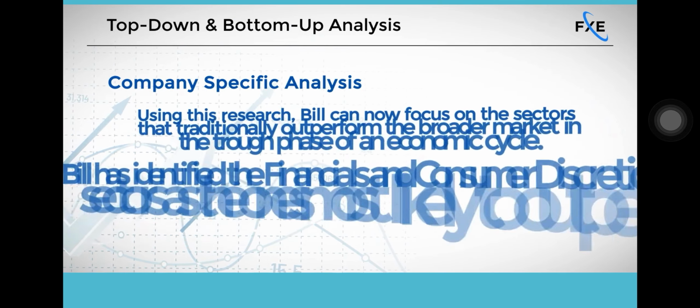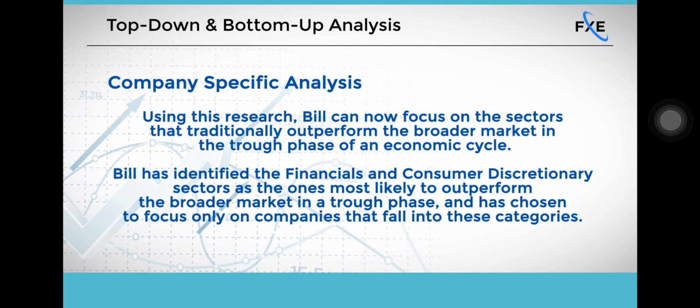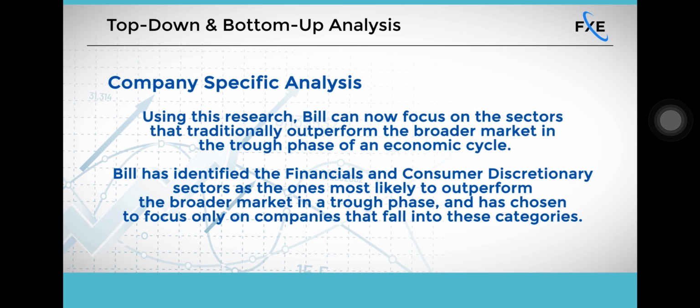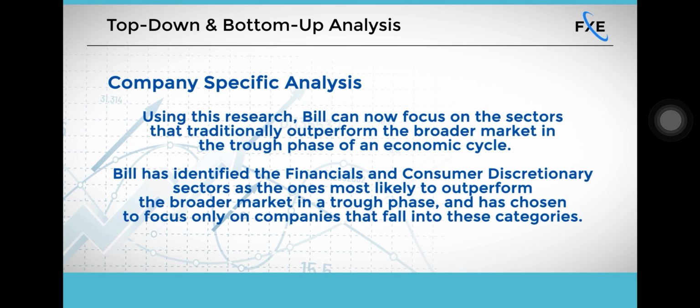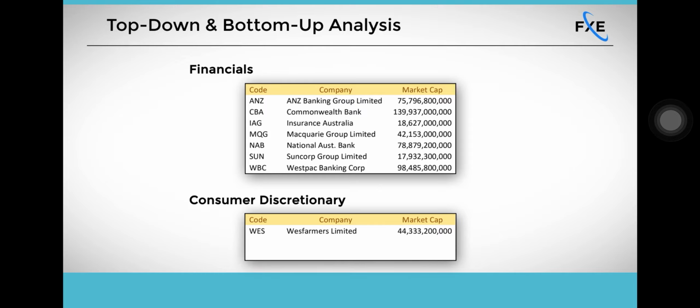Using this research, Bill can now focus on the sectors that traditionally outperform the broader market in the trough phase of the economic cycle. Bill has identified the financials and consumer discretionary sectors as the ones most likely to outperform the broader market in a trough phase, and has chosen to focus only on companies that fall into these categories. Bill only wants to invest in Australia's largest companies, so he has narrowed his search to only companies that are in the top 20 by market cap.